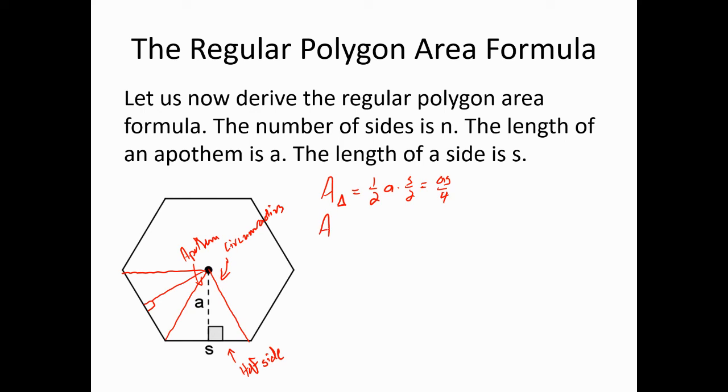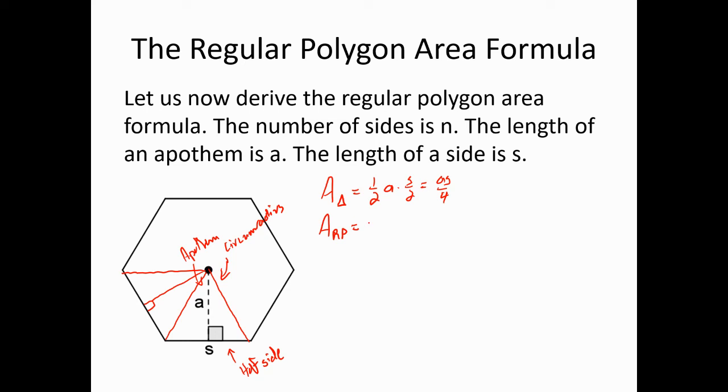So to get the area of the regular polygon, which I'll call RP, we would, of course, have to multiply the area of a triangle by how many of the triangles there are. And there are 2 per side. And the number of sides is n, so there are 2n of these.